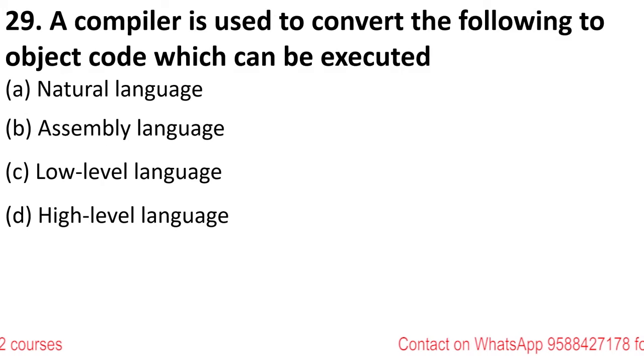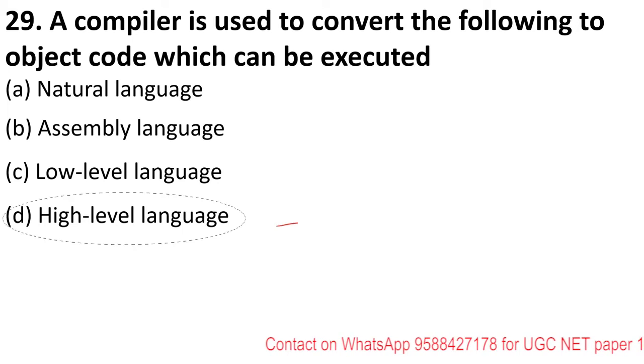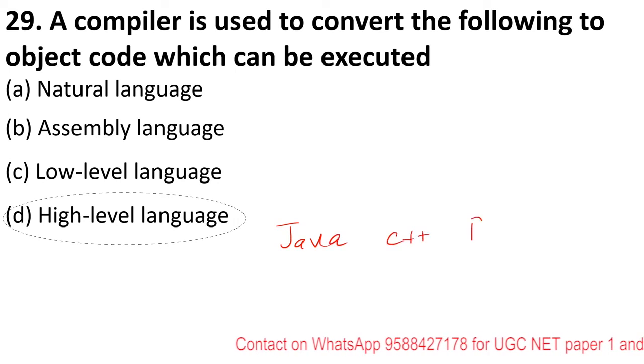Okay, next is a compiler is used to convert the following to object code which can be executed. So which is the language that a compiler translates? Natural language, assembly, low level, or high level? The right answer is high level language. The examples of high level languages are C, C++, your Python.